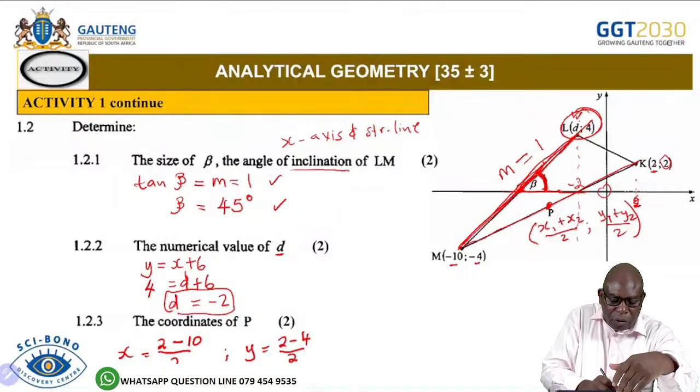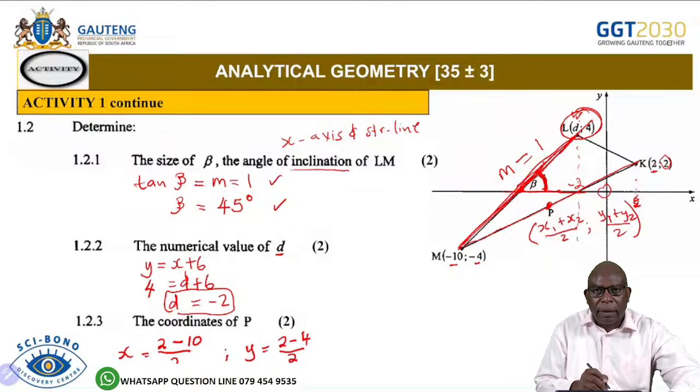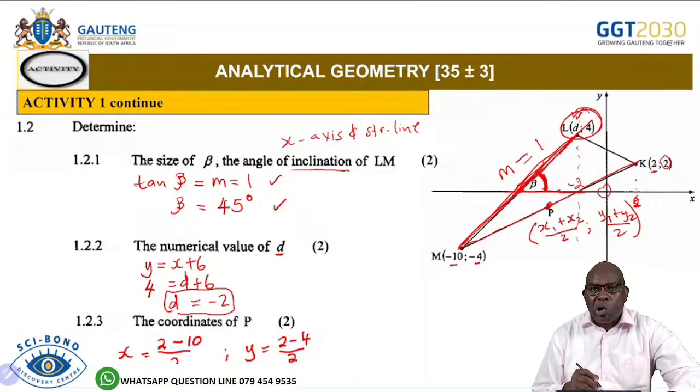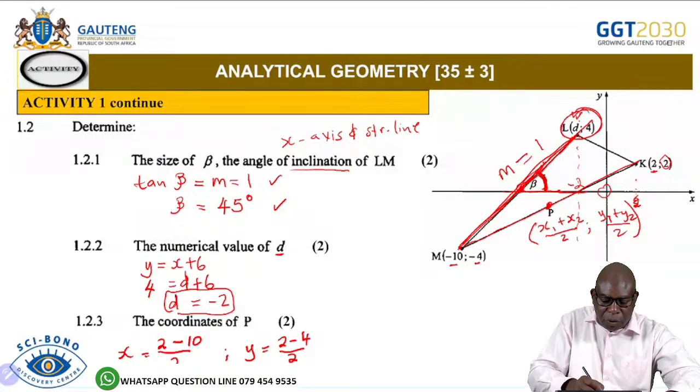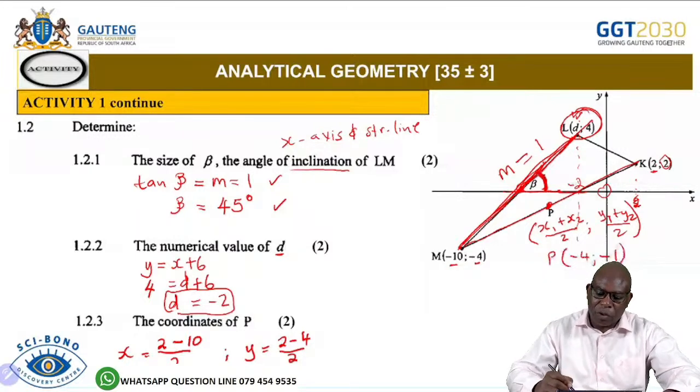So my x value is going to be 2 minus 10 is minus 8 divided by 2 will be minus 4. My y value is going to be 2 minus 4, which is minus 2 divided by 2 is going to be -1. So my P value here is nothing else but minus 4 and -1. Let me check if it's correct.